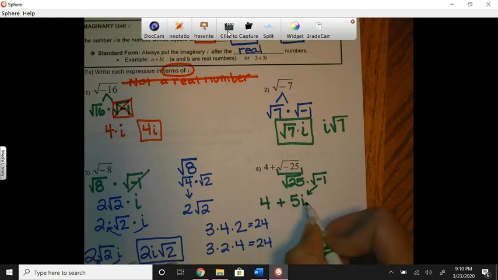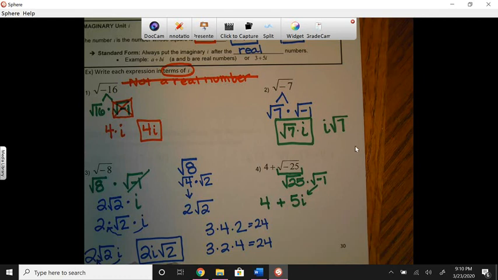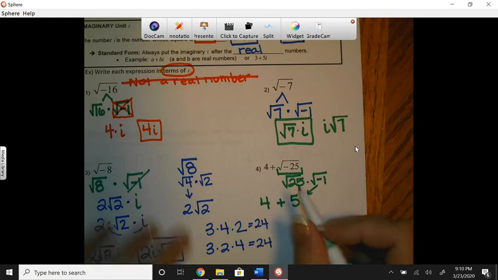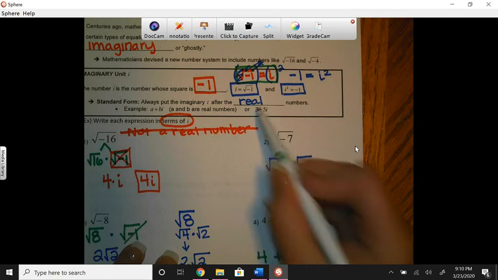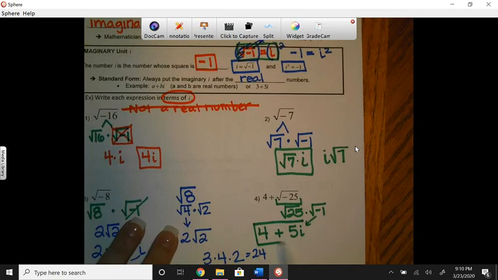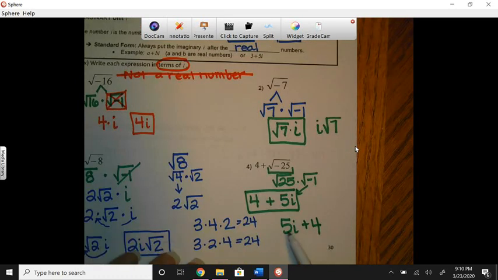So we're going to treat this complex i just like an x. And just like we can't do 4 plus 5x, we wouldn't be able to combine these. So remember, in standard form, the real number goes first, so this goes first. So if you write your answer like this, it's not wrong, it's just not in standard form. So standard form, you put the constant first, the complex part second.